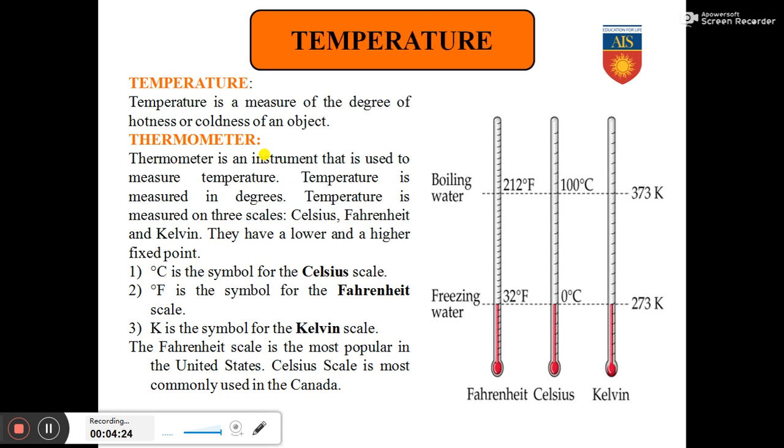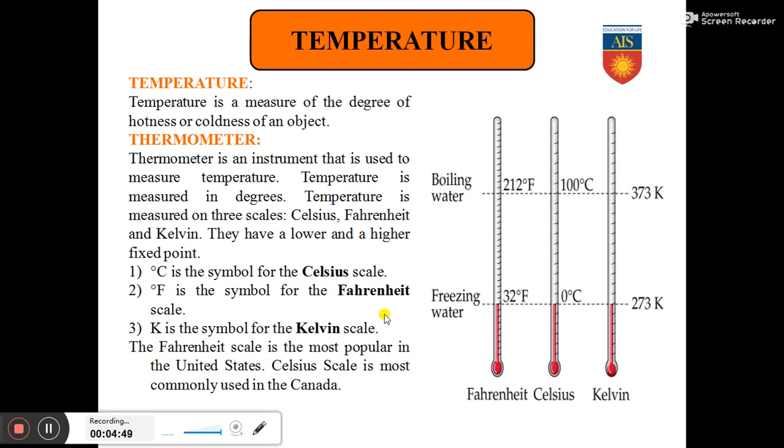Here see that degree Celsius is used for the Celsius scale. Degree Fahrenheit is used as a unit for the Fahrenheit scale, and K is used as a symbol for the Kelvin scale. So remember this very well. Before C and before F, degree signs are to be added. Before K, the degree sign is not added. So do not write degree Kelvin.